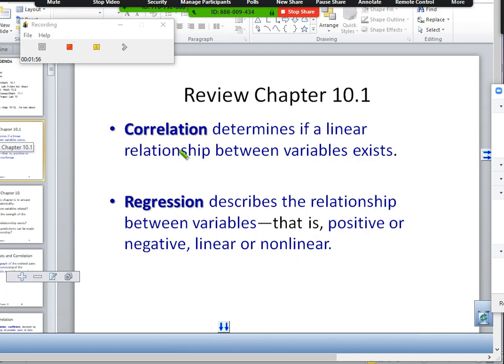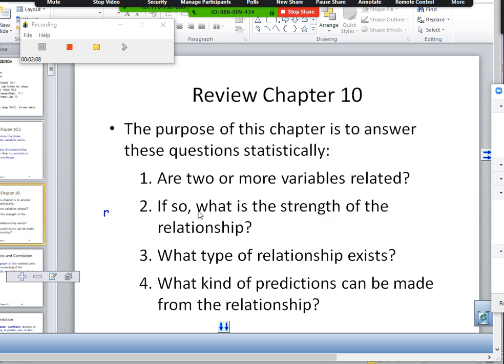Review of Chapter 10.1. Correlation is seeing if there is a relationship between variables, and regression talks about what kind of relationship that is, positive or negative, linear or nonlinear. And then these are the things we're looking at in Chapter 10, right? These questions. Are two or more variables related? If so, how strongly are they related? So looking at our R to see if it's close to -1 or close to 1. And then what kind of relationship exists, positive, negative, and what kind of predictions can be made from the relationship.